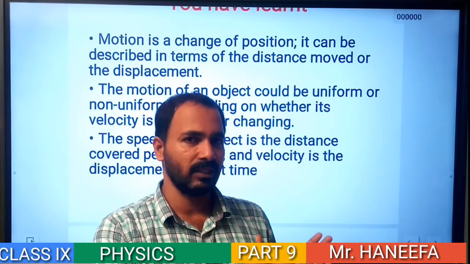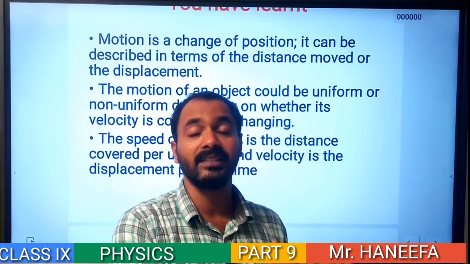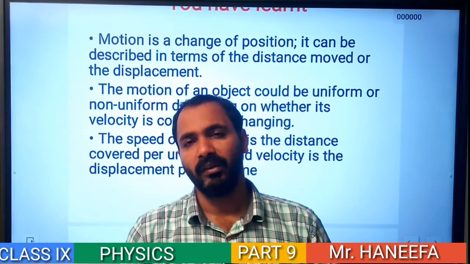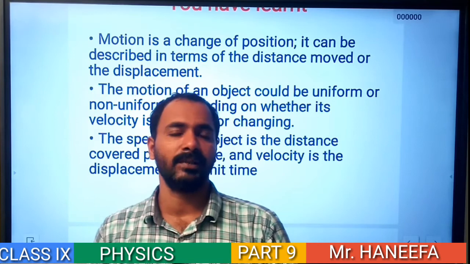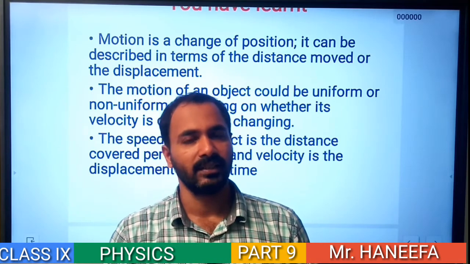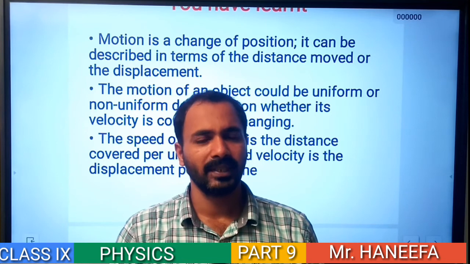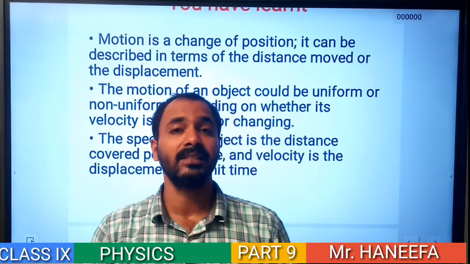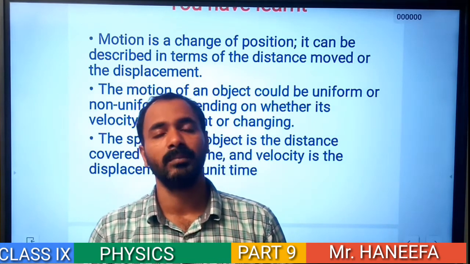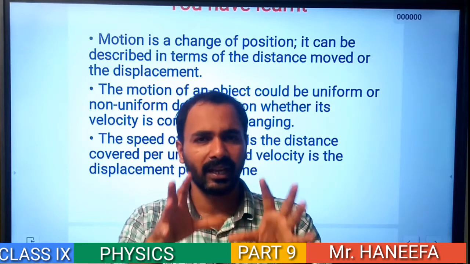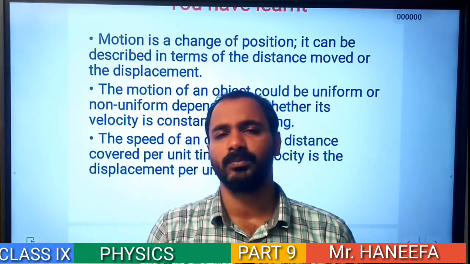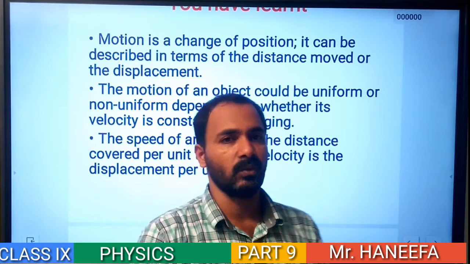Speed is related with the distance, so it is a scalar quantity. Velocity is related with the displacement, so it is a vector quantity. Speed is never zero, but velocity may be zero. So these are the differences between speed and velocity.